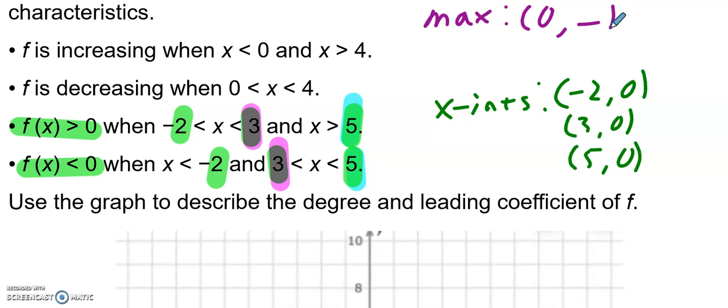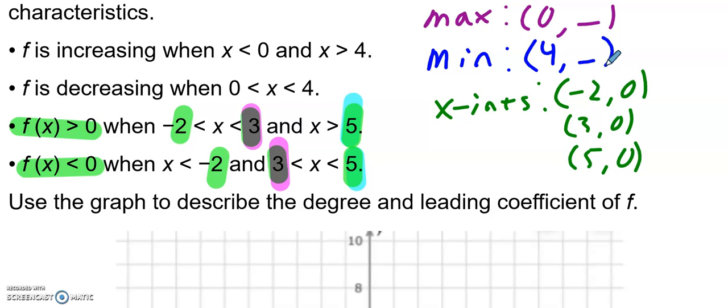I don't know that y value, and I don't actually care about it. I'll talk about that in a second. Then there has to be a minimum. So I was decreasing from 0 to 4, and then I started increasing. There has to be a minimum when x is 4. And then, again, I don't know the y value, but that's okay.